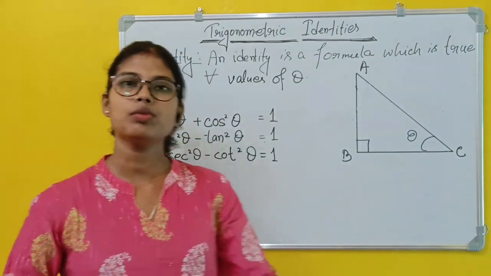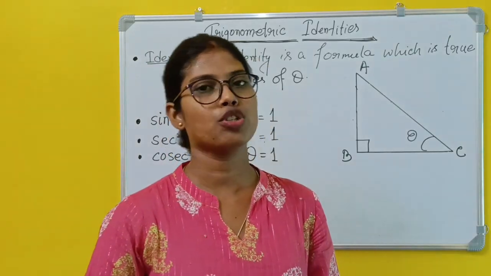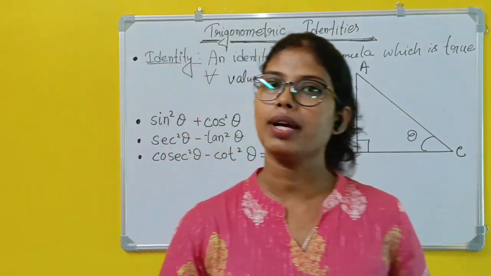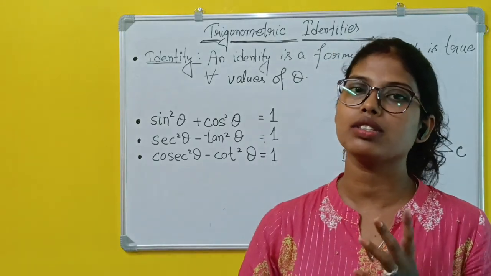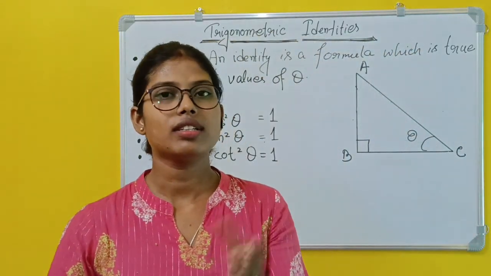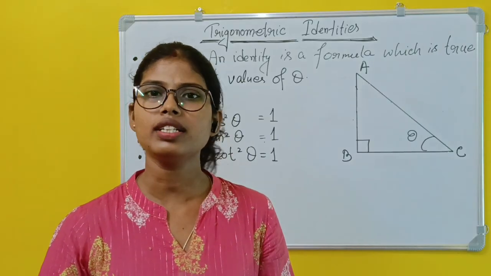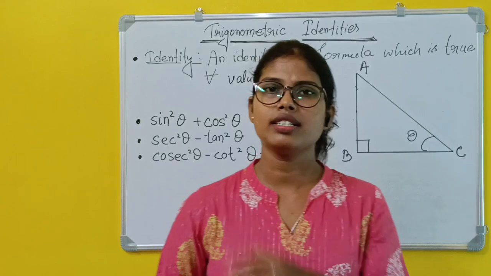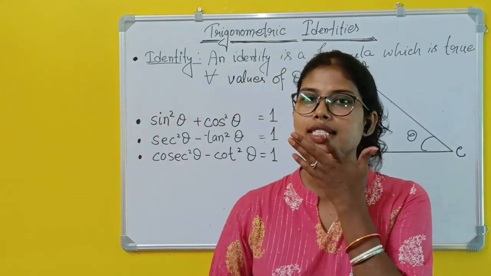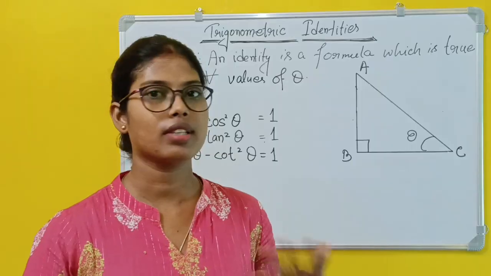So in today's lecture, we will learn about trigonometric identities. In our previous video, we already learned about the standard values of trigonometric functions like sine, cos, tan, cosec, cot and sec, right? So here we will learn what an identity is and what trigonometric identities look like. In the previous lecture, we already learned the standard values. I guess we don't have any doubt in that case.